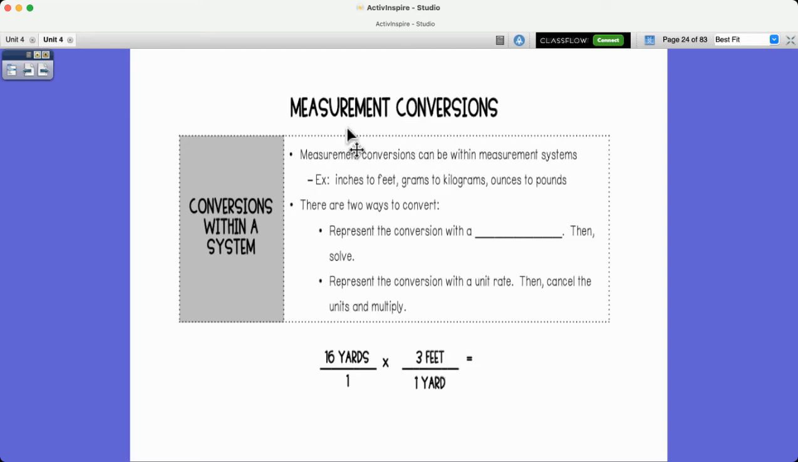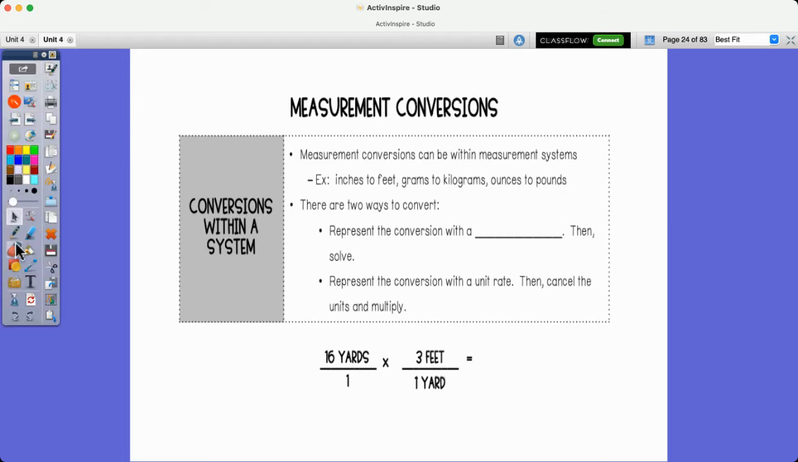Good evening, class. We are going to be working on measurement conversions between systems today. We're going to do a quick review within a system, and then we're going to be working on going between customary and metric. So go ahead and take out these notes and let's get started.